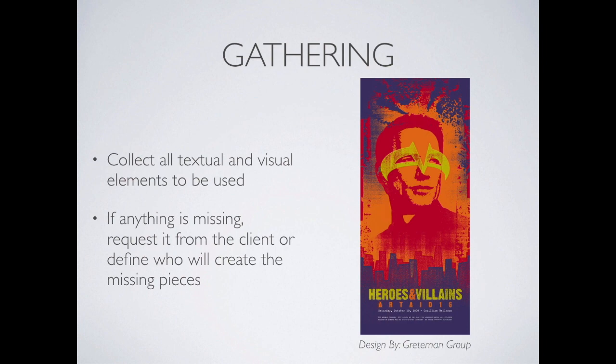Then we move into the gathering phase. This is where you're gonna collect all of the stuff that will ultimately be assembled into your design. So you're trying to go out and get that. It could be information, but it could also be writing. It could be logos. Maybe it's the DVC logo, whatever. You're trying to collect that information. If there's anything that's missing, you need to request it.